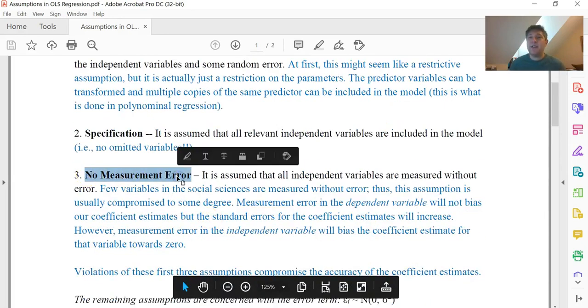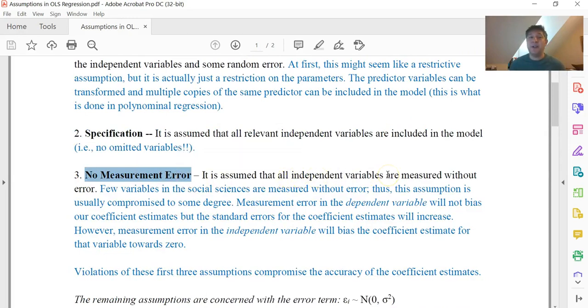The no measurement error assumption here, we just assume that all the independent variables are measured without error. You might hear it called that we assume that the predictor variables are treated as fixed values instead of random. You might also hear this called weak exogeneity. The consequence of both of those is that the independent variables are treated as fixed and measured without error. This assumption is typically violated to some degree, especially in the educational, social, behavioral, and psychological sciences.